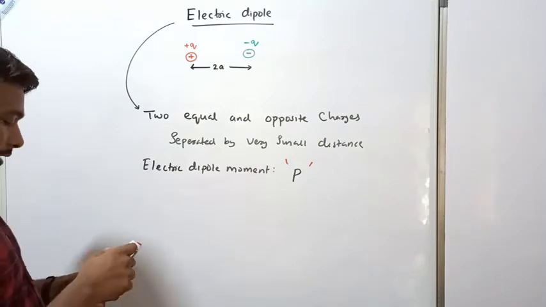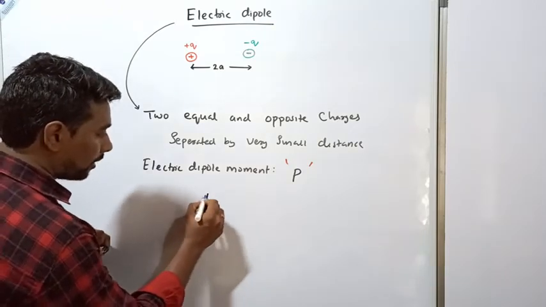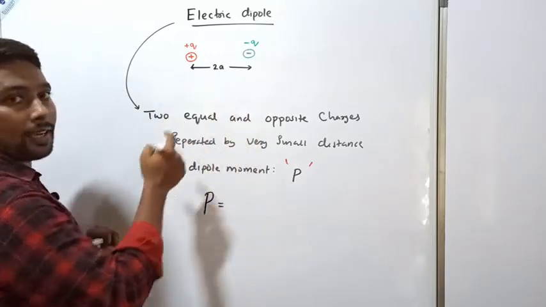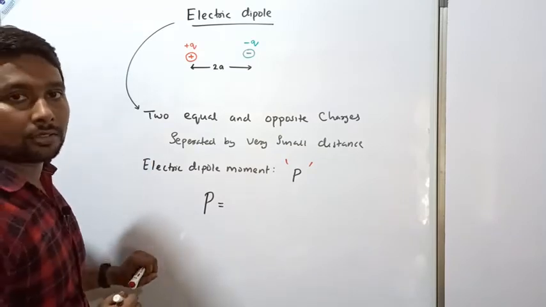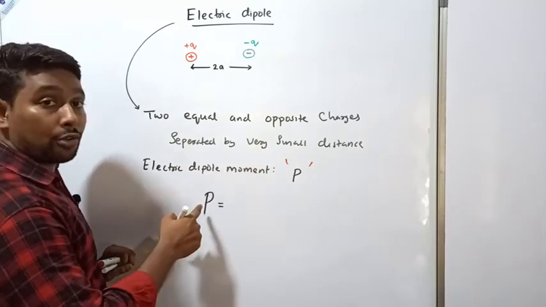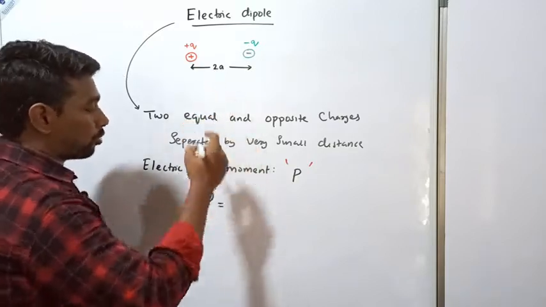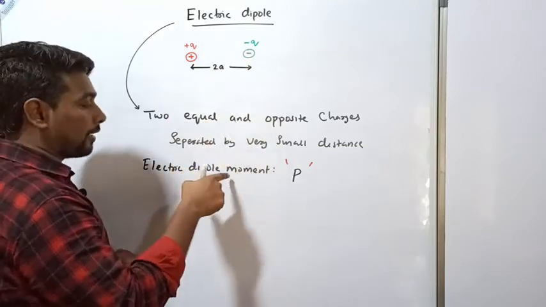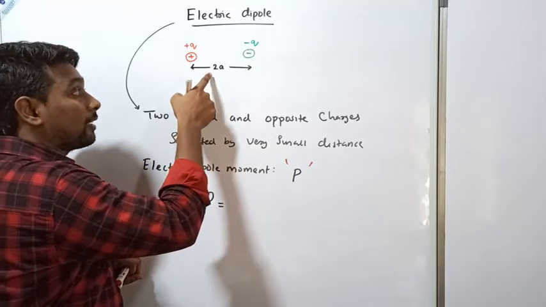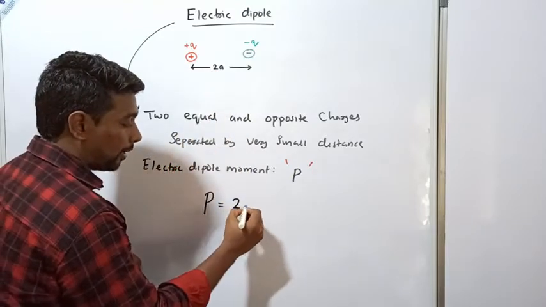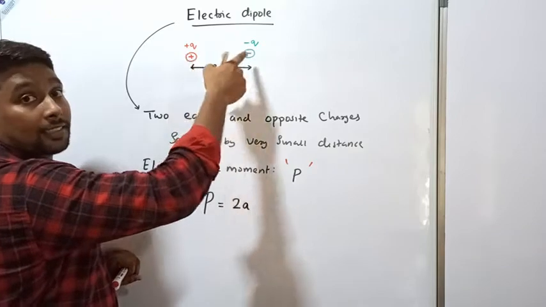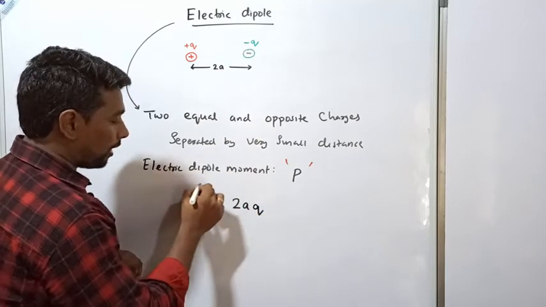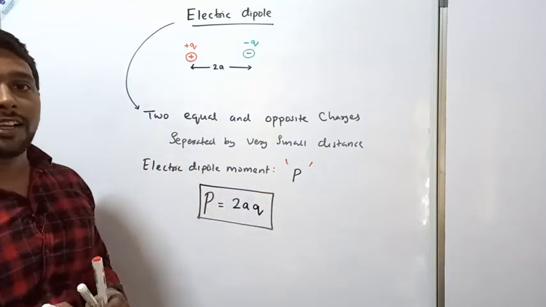If you want to find the dipole moment, you can find it by taking the product of the distance between the charges and the magnitude of any one of the charges. Consider this dipole. Here the distance is 2a, and the magnitude of any one of the charges is q. That means 2aq gives you the dipole moment.